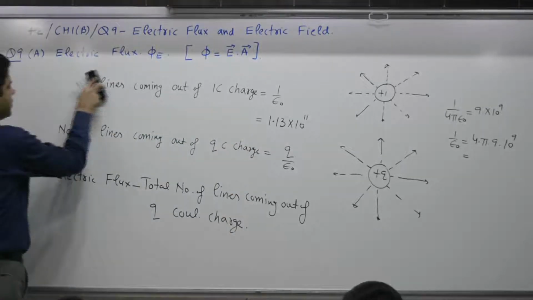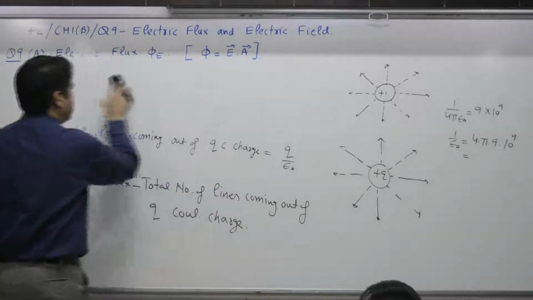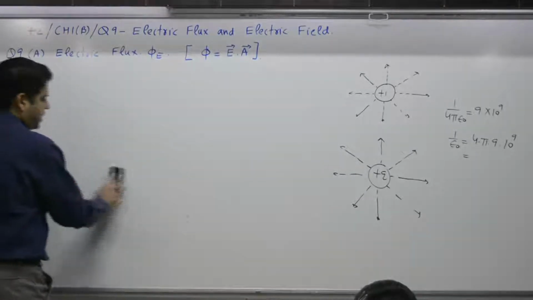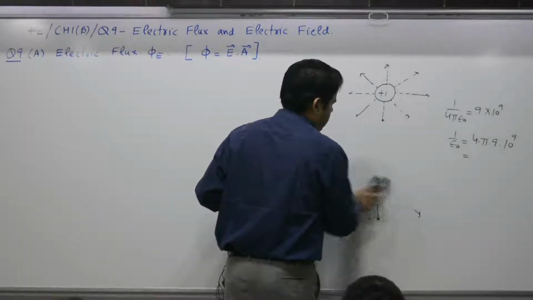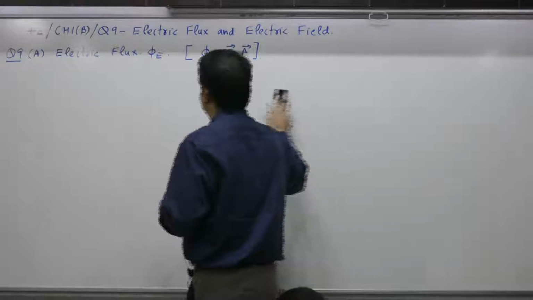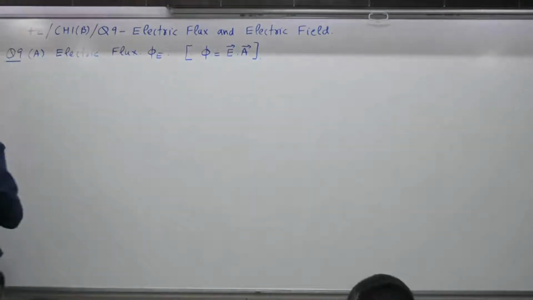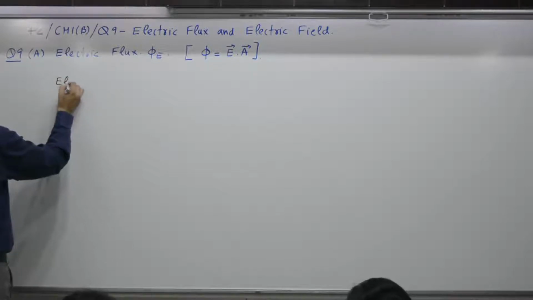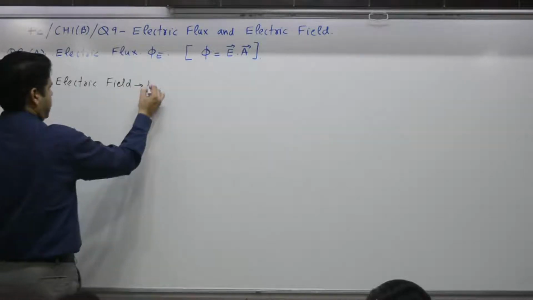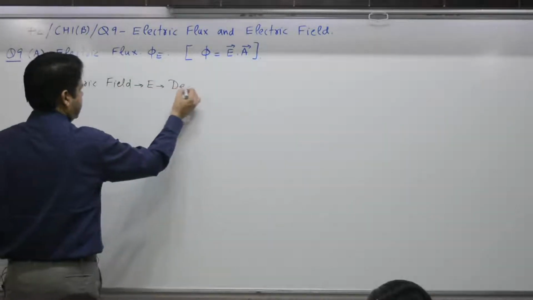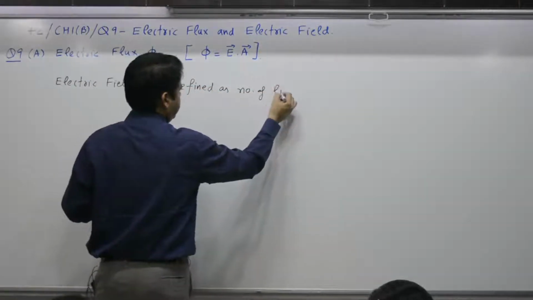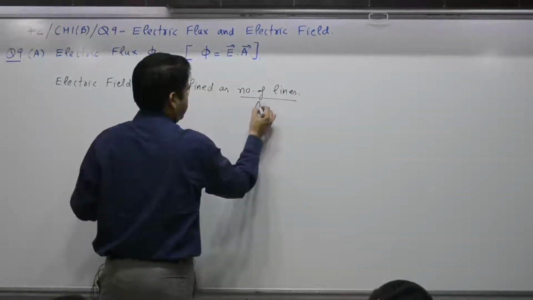So what is electric flux? Lines coming out. How? E is the number of lines per unit area. E, the electric field, is defined as the number of lines per unit area.